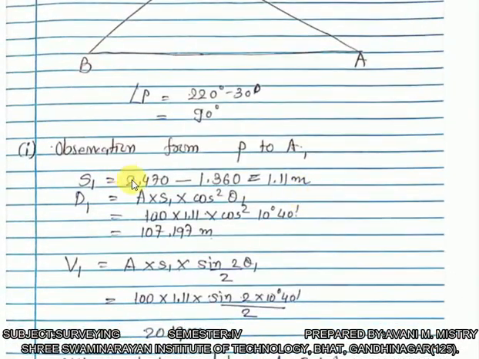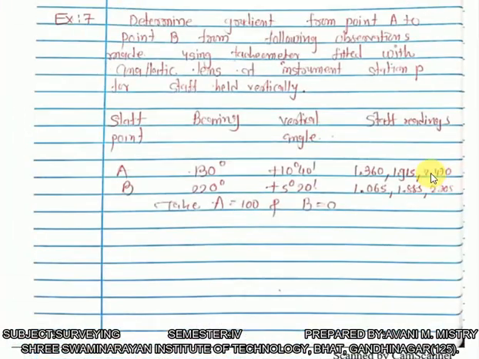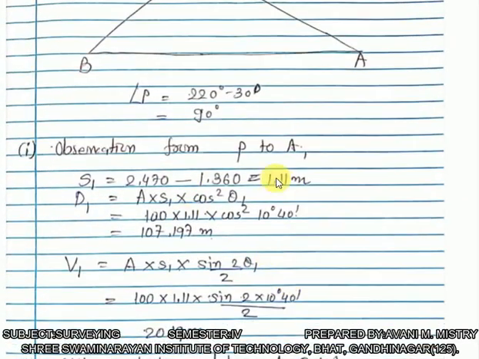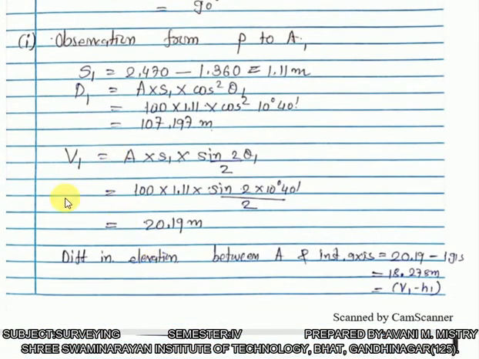S1 is equal to upper hair reading minus lower hair reading. Upper hair reading is 2.470 and lower hair reading is 1.360, and we find the value of S1 is equal to 1.11 meters. We have the formula D1 = A·S1·cos²θ + B·cosθ. The value of B is 0, so we have only D1 = A·S1·cos²θ1. Put all these values and we get the value of D1 and the value of V1.